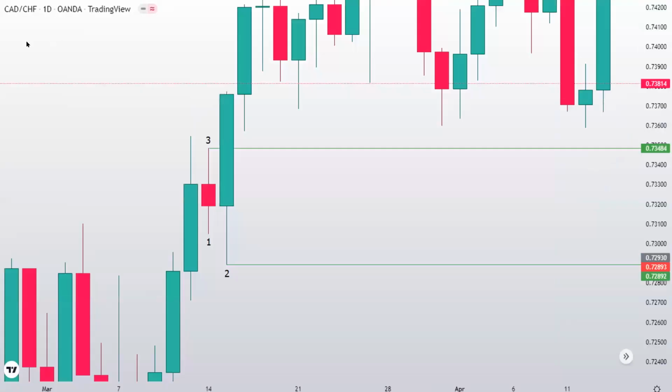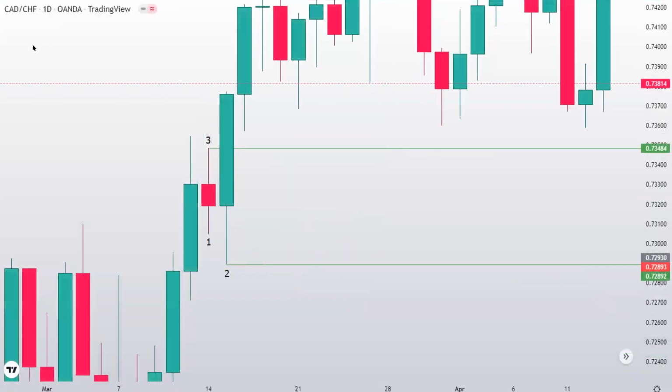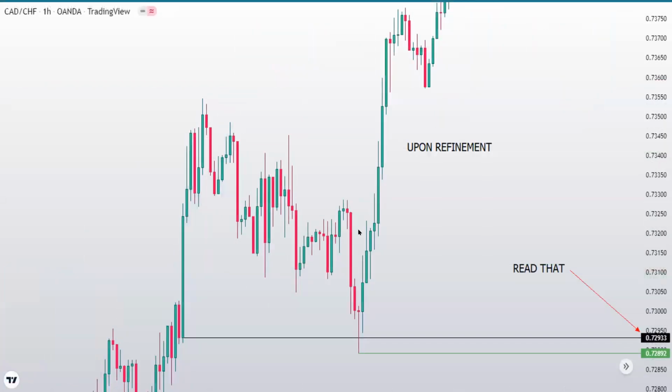So let us see we have this example here, CAD-CHF. We have this on daily time frame. That's huge. When I come to 1 hour time frame, this was my type 1 on daily time frame. When I come to 1 hour time frame for refinements, I'm having this as my reactive liquidity engineering. My reactive liquidity engineering was this one.